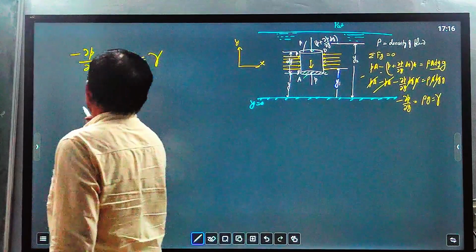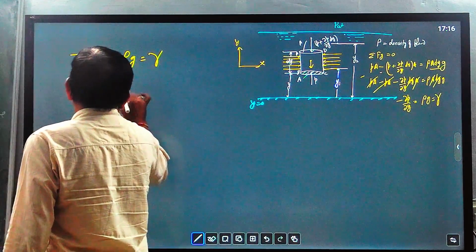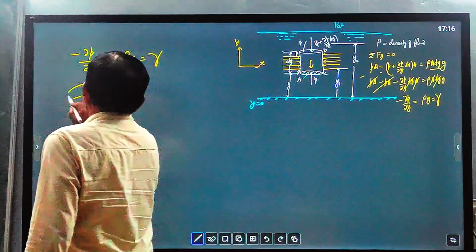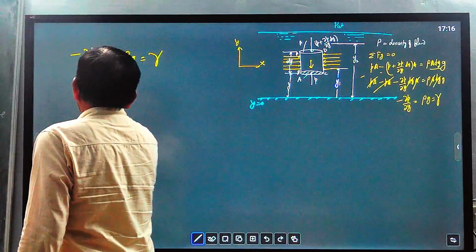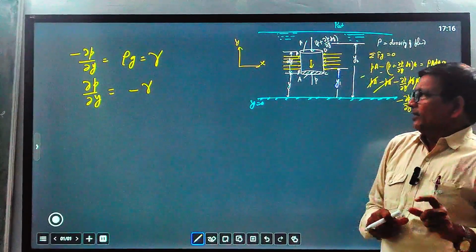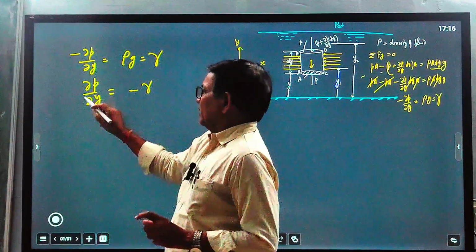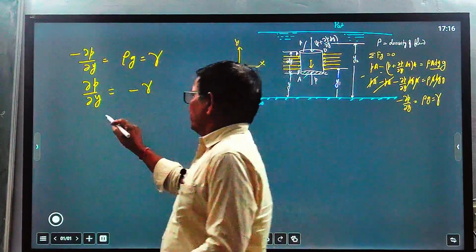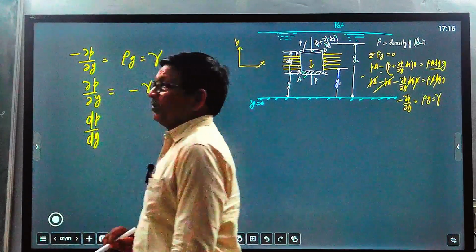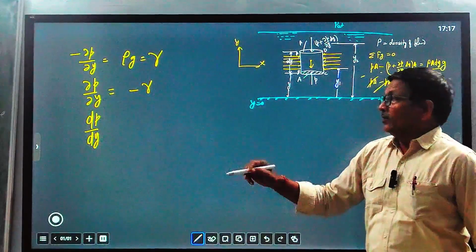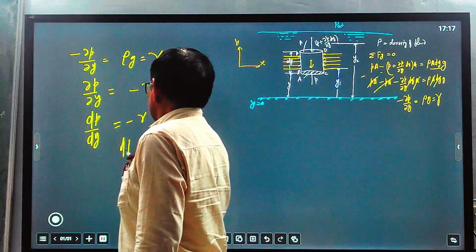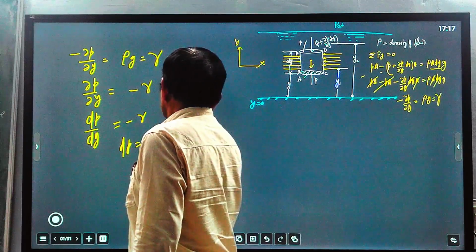Or you can say minus del P equal to gamma into dy. One thing I want to state here: del P over del Y is simply minus gamma. Because we have taken a very elemental change in pressure with respect to an elemental change in Y, you can simply write dP over dy, the same thing, because it is only one variable. Pressure is varying with respect to Y. So you can write dP over dy equal to minus gamma, or dP equal to minus gamma into dy.